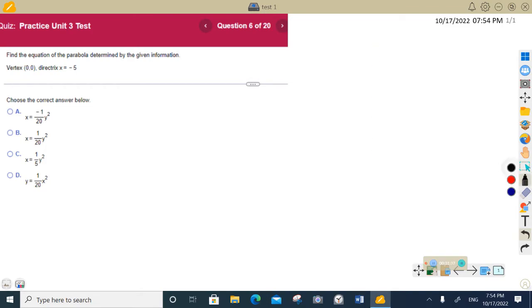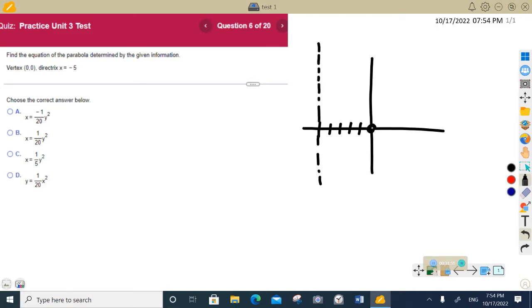Here we go. So we have the vertex at 0, 0, and the directrix is at x equals -5. Now, x equals is a vertical line: 1, 2, 3, 4, 5. So the directrix is doing something like this. This is your vertex. The directrix is outside and perpendicular to the axis of symmetry. So I know right now that my parabola is doing this, so it is definitely an x equals equation.